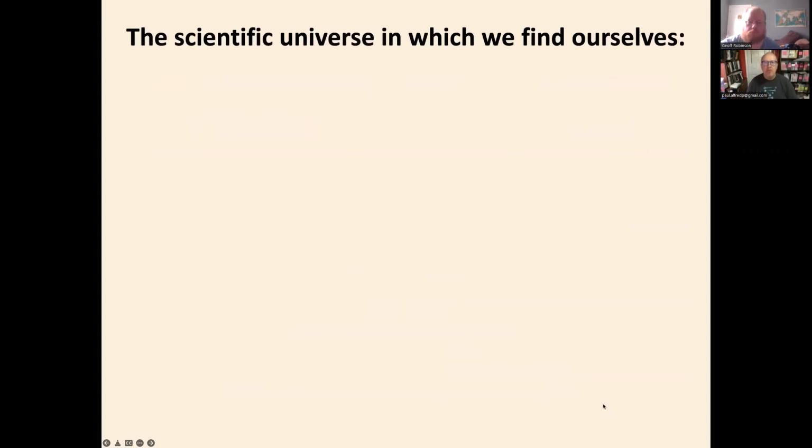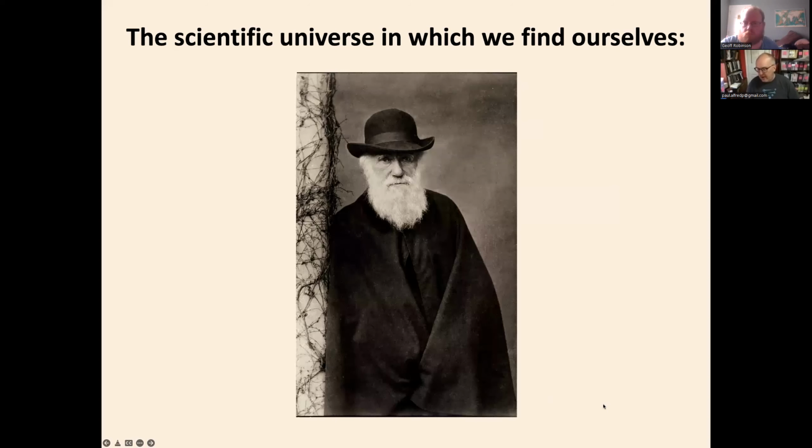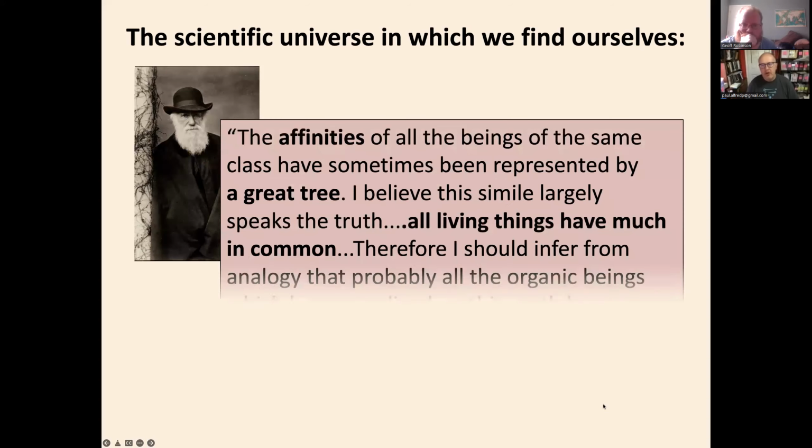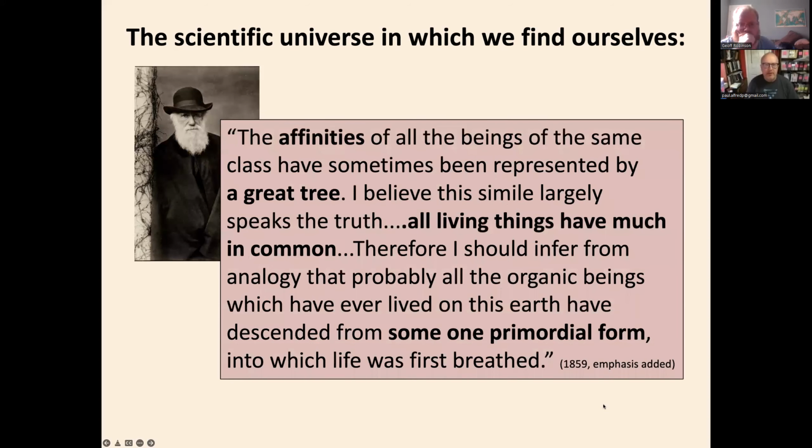And I want to begin with laying out the historical and logical framework within which this question takes its significance. And of course, for any biologist today, that is a Darwinian framework. In particular, in The Origin, very close to the end of the book, Darwin argues the following: the affinities of all the beings of the same class have sometimes been represented by a great tree. I believe this simile largely speaks the truth. All living things have much in common.